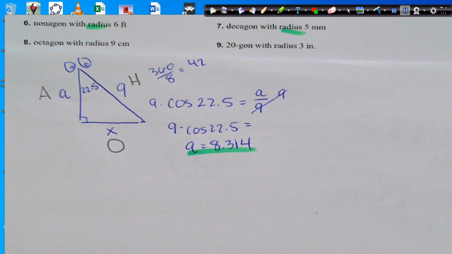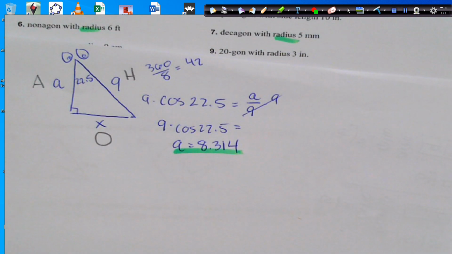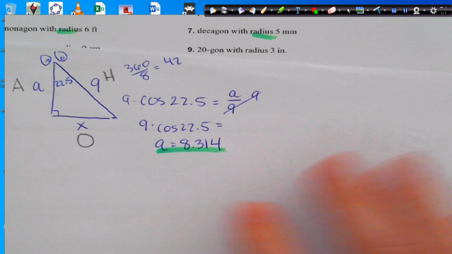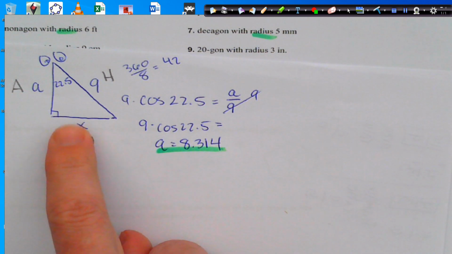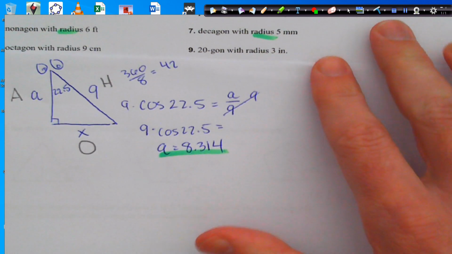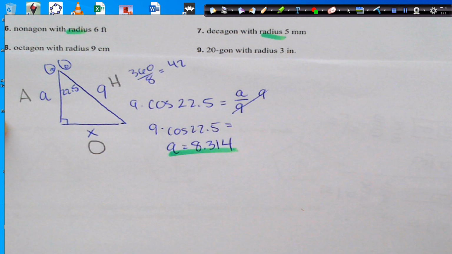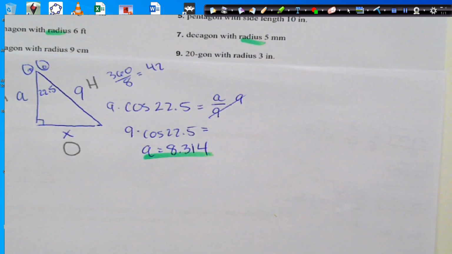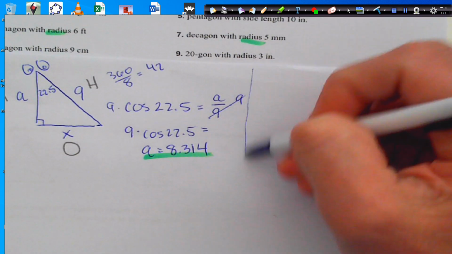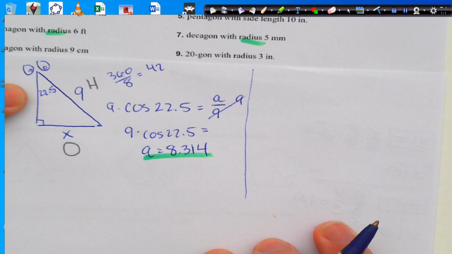Okay, good. Next, we want to find, and this is the harder part, the perimeter, because this isn't even the full side. So once we find x, we double it, and then we multiply it by the number of sides. In this case, it's an octagon, so it's going to be 8. So let's see if I can make this as neat as possible. Okay, so let's take it step by step.